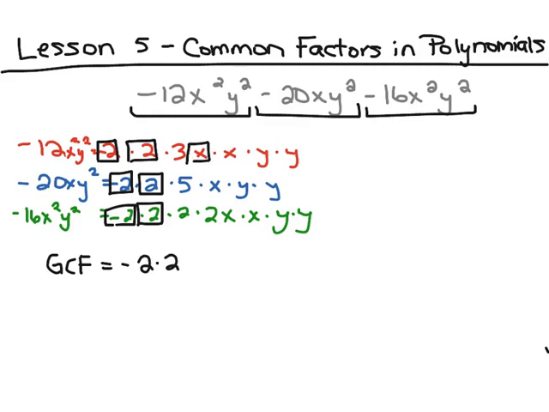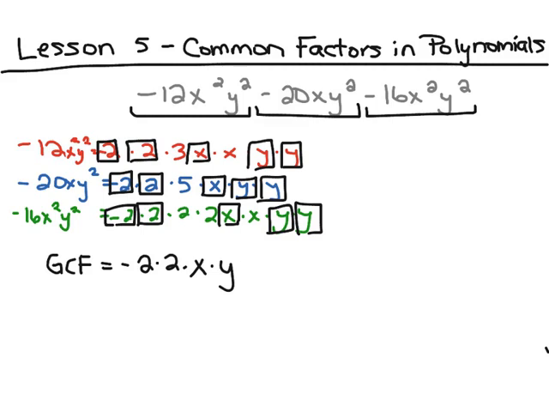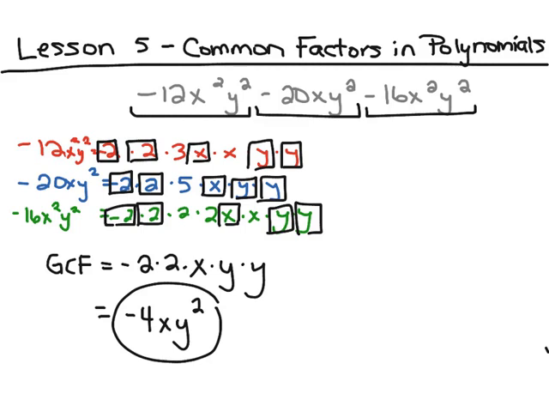Now we have 1x common, 1x common, 1x common here, so times by x, because we don't have another x in all 3, we only have one x in common. Now we do our y's. So we have a y, and a y, so times y, and we have another y in all 3 of the variables. So our GCF would be negative 4xy squared. So this is the biggest term that goes into all of the terms in our polynomial.